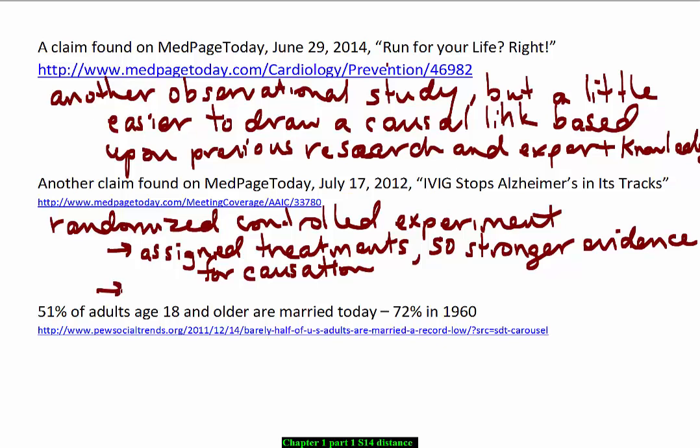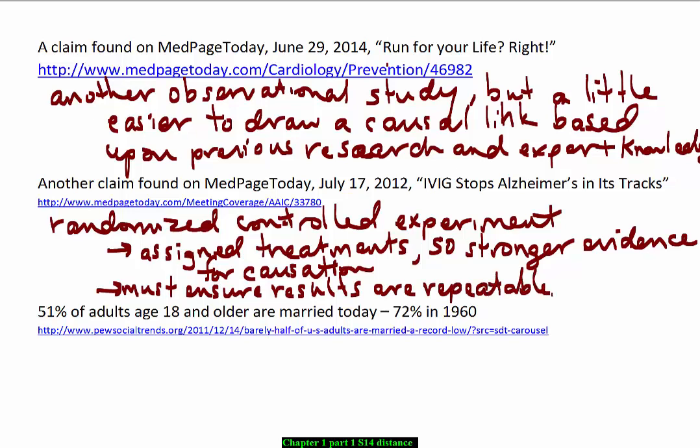However, even though this is the gold standard, having a randomized controlled experiment, we still need to make sure results are repeatable and generalizable. So if we repeated this study, would we get the same results? And also, do they apply to the whole population of Alzheimer's patients?